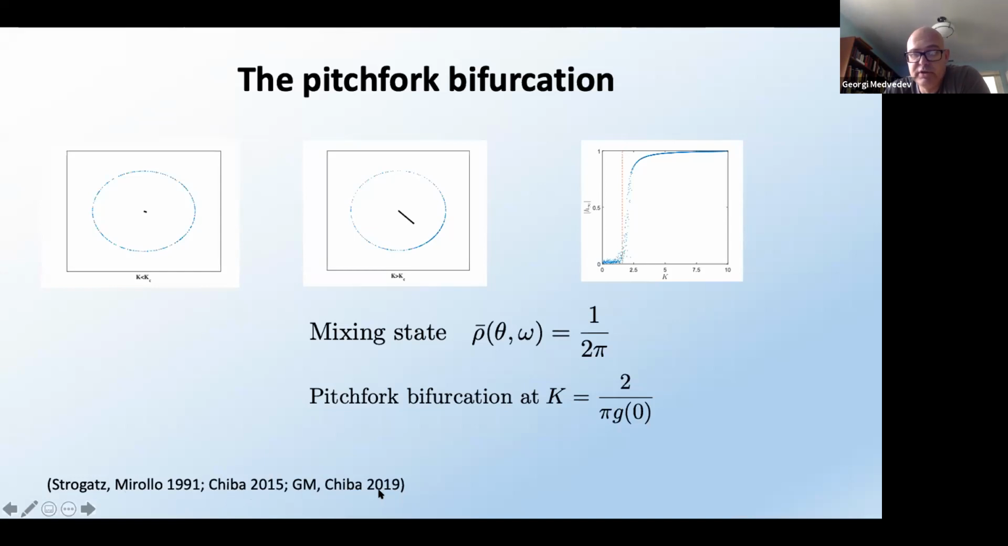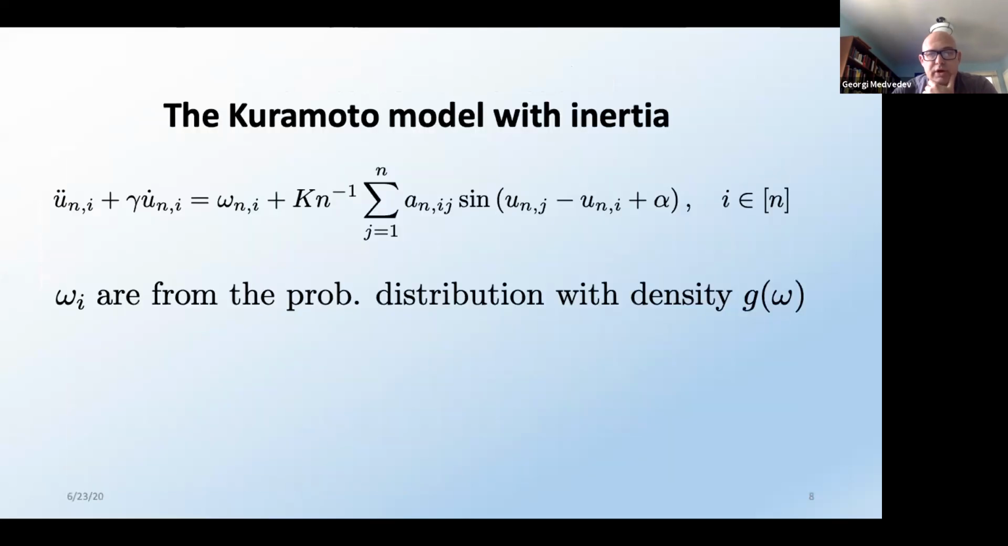analyzed the transition, this bifurcation, for the Kuramoto model on graphs, which requires graph limits, and it also depends on the eigenvalues of the kernel operators defined by the graph limits. But overall, it's the same phenomenon. For a certain positive value of K, one gets a pitchfork bifurcation leading to synchronization. And now, after this brief review of the original model, I will turn to the second order model.